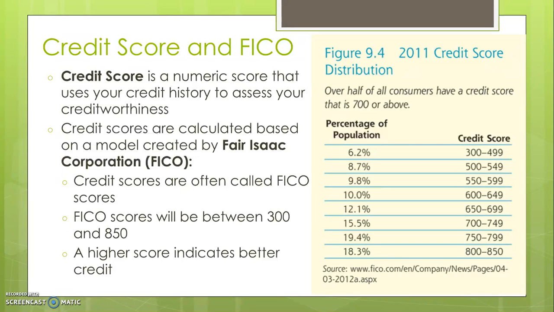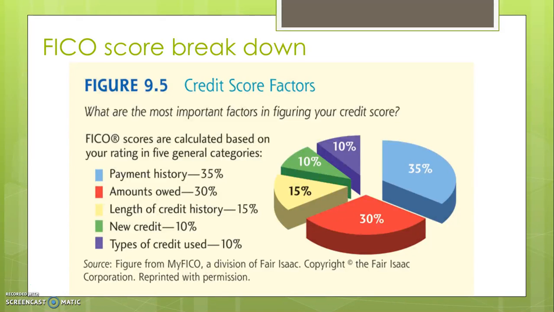So you can see this chart on the right side of the screen, the percentage of the American population that has a credit score within each of those categories. The higher you are, the better your score is. So you can see a lot of people in that 700 to 850 range, which is where you want to be. So this is how your credit score is calculated.